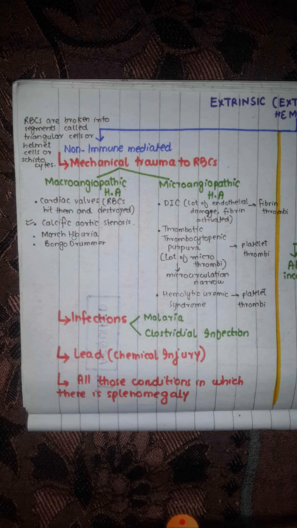Then there can be march hemoglobinuria. March hemoglobinuria basically occurs in soldiers. When soldiers march, their feet hit the ground again and again. So the RBCs which are present in the blood vessels of these feet are broken down and undergo hemolysis. As there is intravascular hemolysis of the red blood cells, hemoglobin appears in the urine and the person will suffer from march hemoglobinuria. So it is a type of macroangiopathic hemolytic anemia.